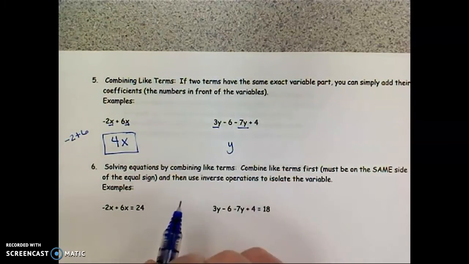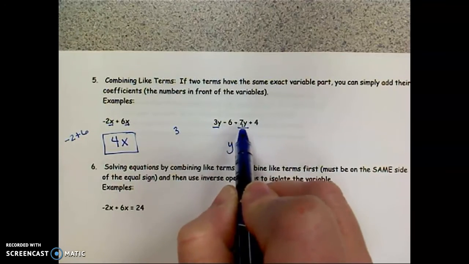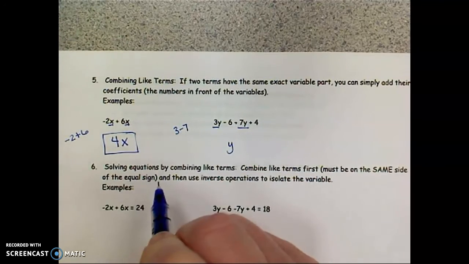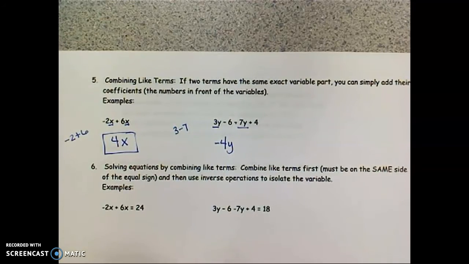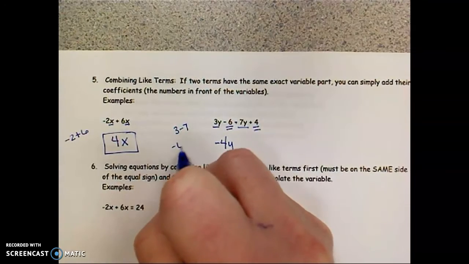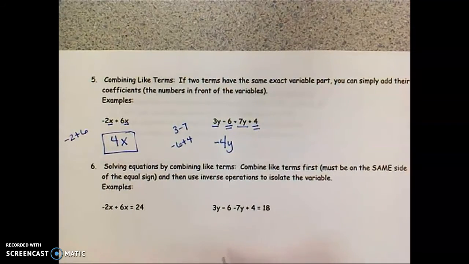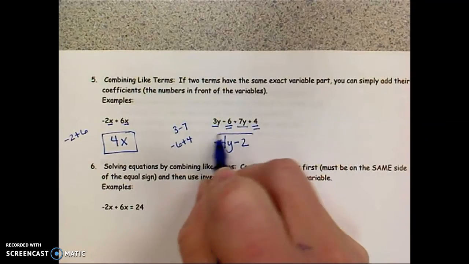It's just how many do I have? So in my calculator, I would put 3 minus 7, and that's negative 4. So I have negative 4y. The numbers can also be combined. Negative 6 plus 4 is what I'd put in my calculator, and I get negative 2, so I put minus 2. And that's all I can do.